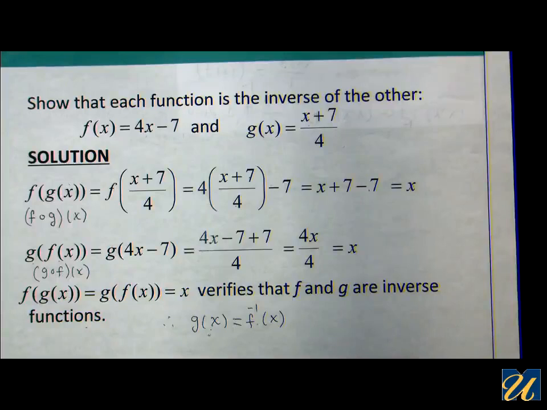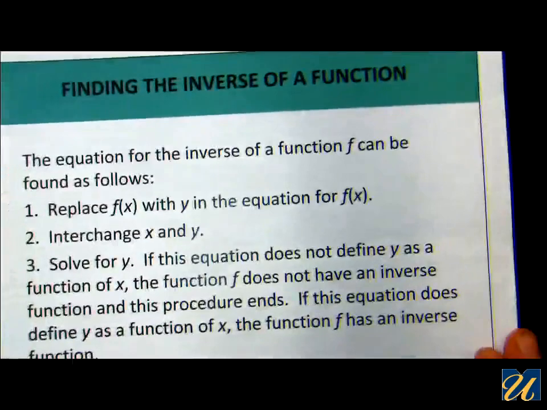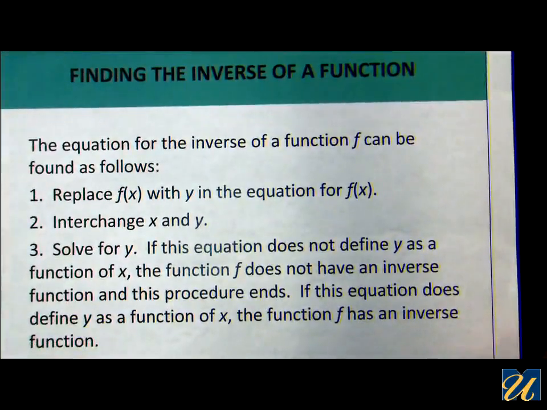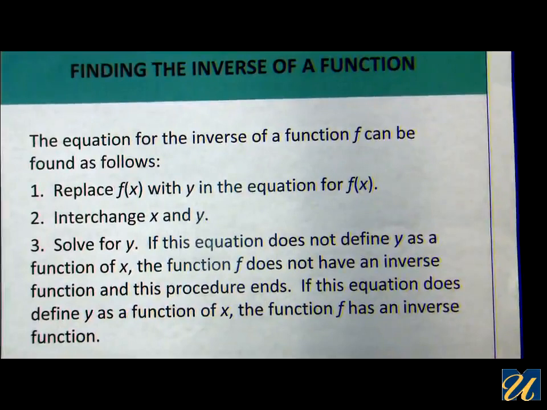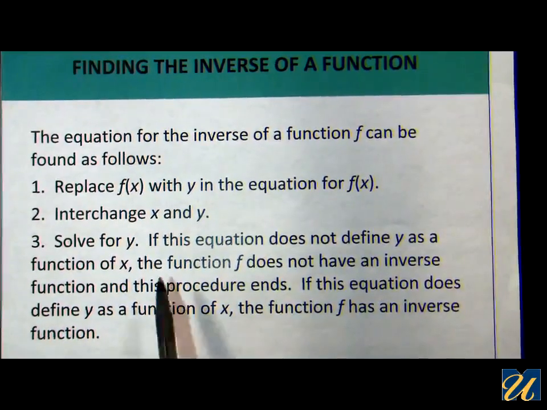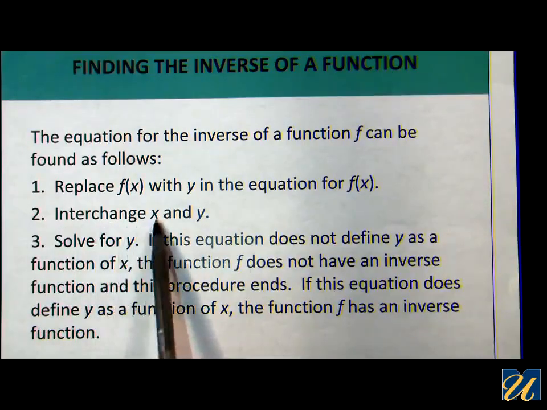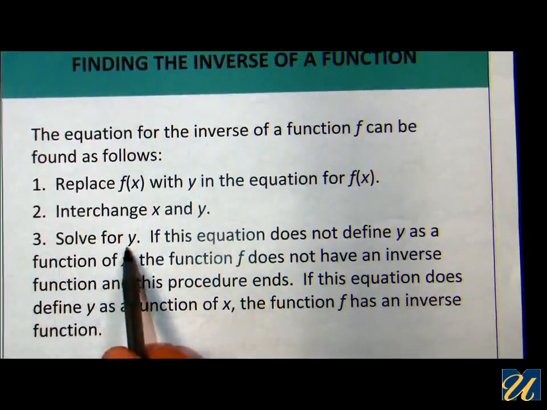Let's look at the steps to find an inverse function. The equation for the inverse of a function f can be found as follows. First, write y in place of f of x. So this is just rewriting the original function with y instead of using function notation. Second, since the domain becomes the range and the range becomes the domain, this means that you interchange the x and y, and then you solve that expression for y.